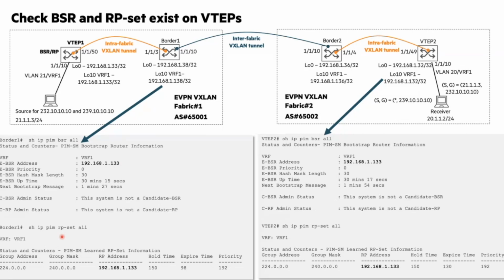So RP set, same thing. You want to check the RP set is correct. It's pointing to the correct VTAP. So here, 1.133 is the correct RP as well on all the different VTAPs.